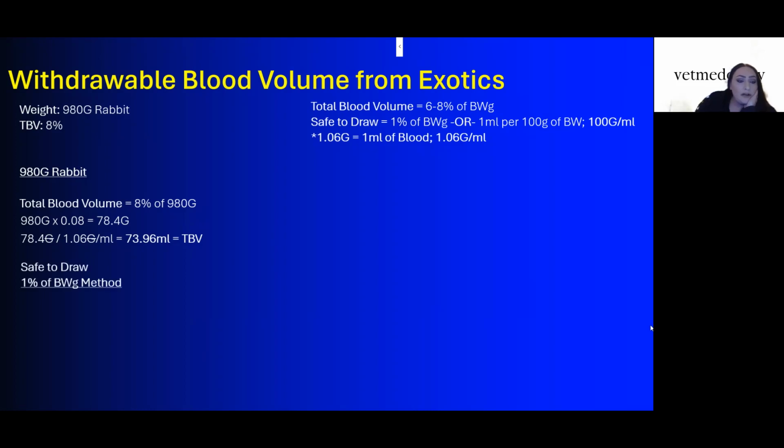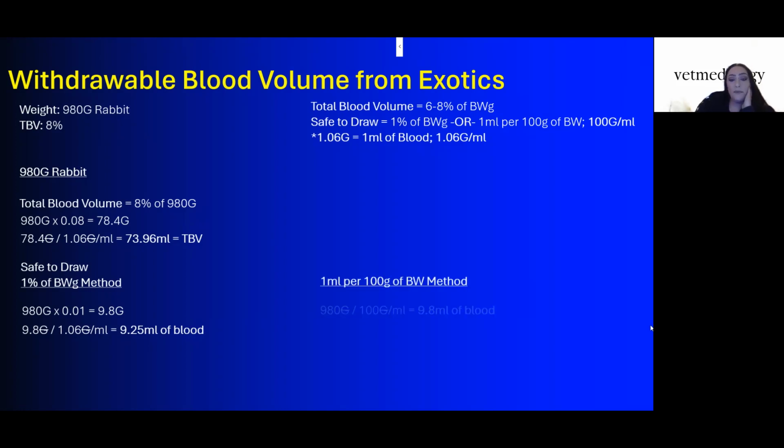Safe to draw, 1% of body weight in grams method: 980 times 0.01 equals 9.8 grams. 9.8 grams divided by 1.06 grams per ml equals 9.25 mls of blood. The 1 ml per 100 grams of body weight method: 980 grams divided by 100 grams per ml equals 9.8 mls of blood.